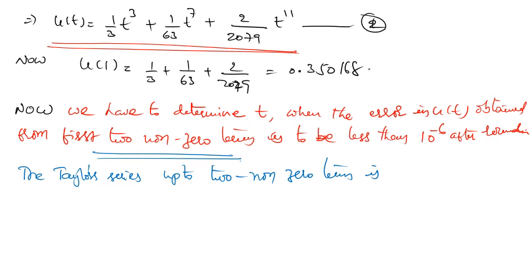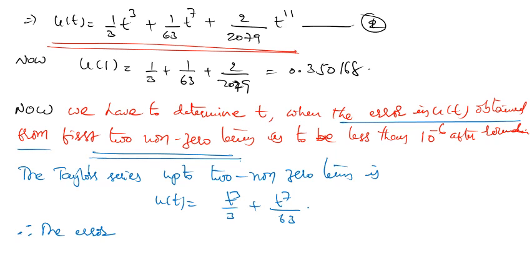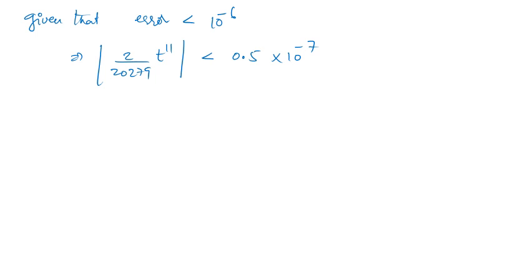terms is u of t equals t cube by 3 plus t power 7 by 63. And what is the error in u of t from the first non-zero term? Therefore, the error after two non-zero terms is what is the error? 2 by 2079 t power 11 is the error. And given that the error is to be less than 10 power minus 6. That implies 2 by 2079 into t power 11 is less than 0.5 into 10 power minus 7.